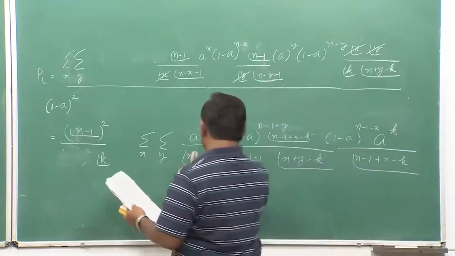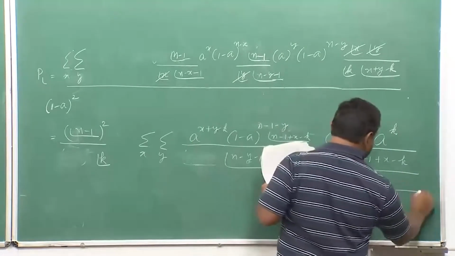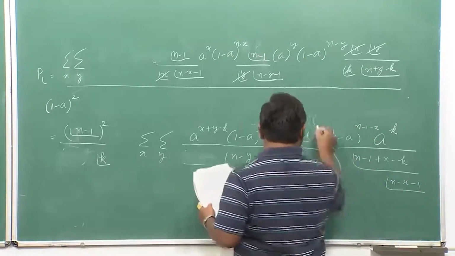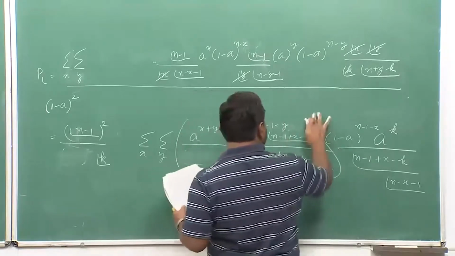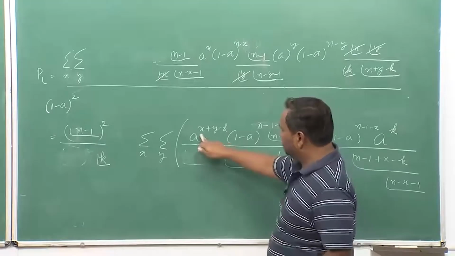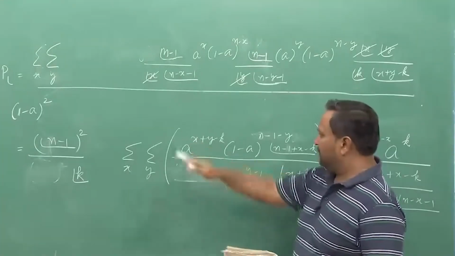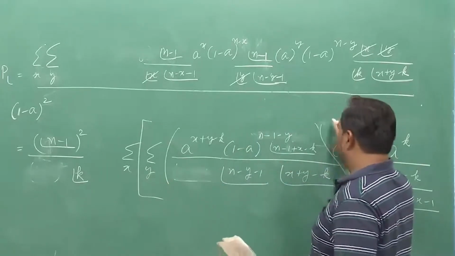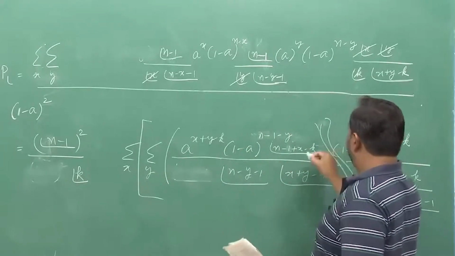And I will keep this n minus x. So, I will take this part. Now, you can see the x is something which is not in this summation. So, I have to solve this thing first with respect to y. Okay.